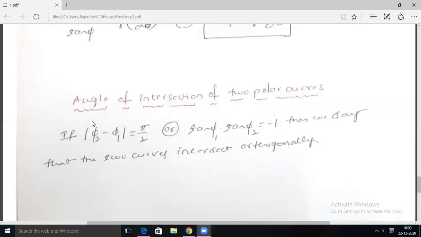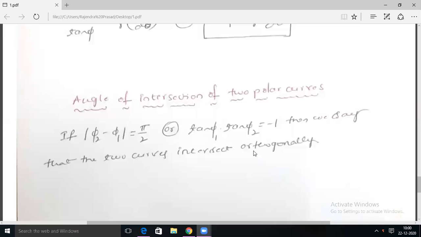We have a formula: modulus of phi 2 minus phi 1, or phi 1 minus phi 2, which is equal to pi by 2, or tan phi 1 into tan phi 2 is equal to minus 1. Suppose the angle of intersection between the two polar curves is pi by 2, or we get minus 1, then we say that the two curves intersect orthogonally. If the angle of intersection is pi by 2, or tan phi 1 into tan phi 2 gives minus 1, then we call it: the two polar curves intersect orthogonally.